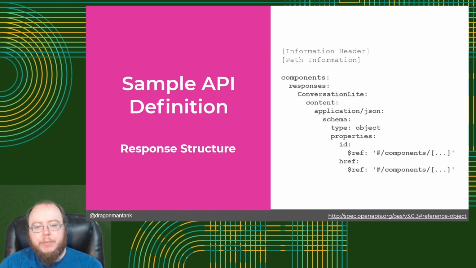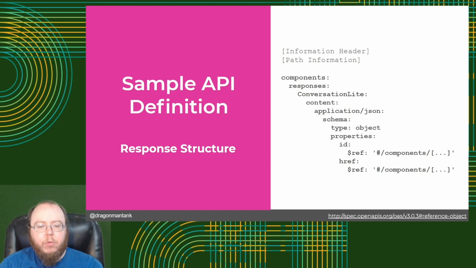And this is actually going to be a response. So we have a content of application/JSON, it's got a schema, and it has its own properties. The other cool thing is that you can reuse things down to the individual field level. So ID references its own component. href references its own component.